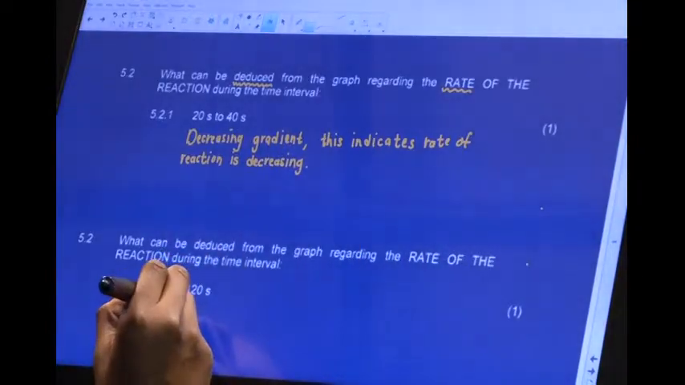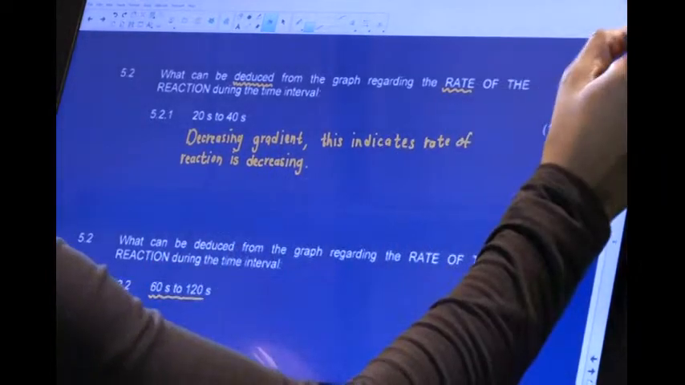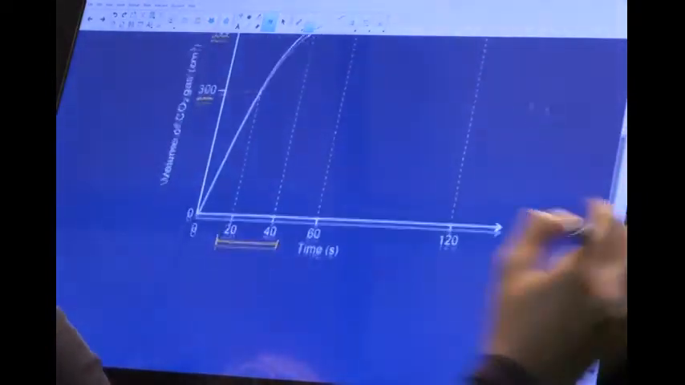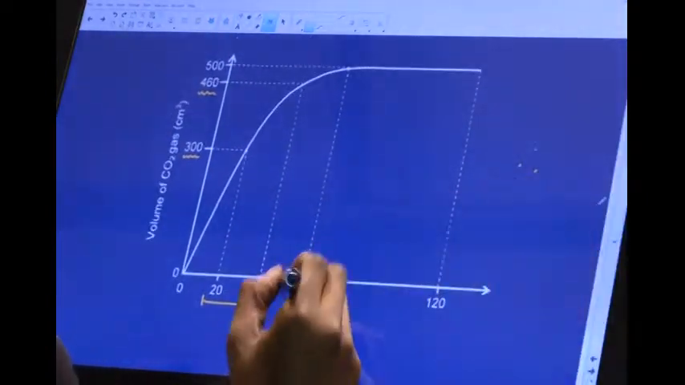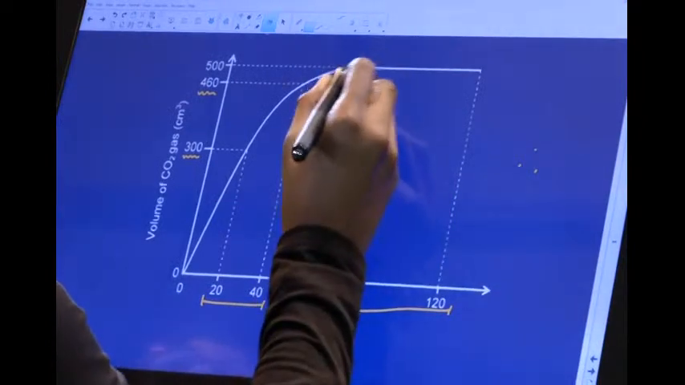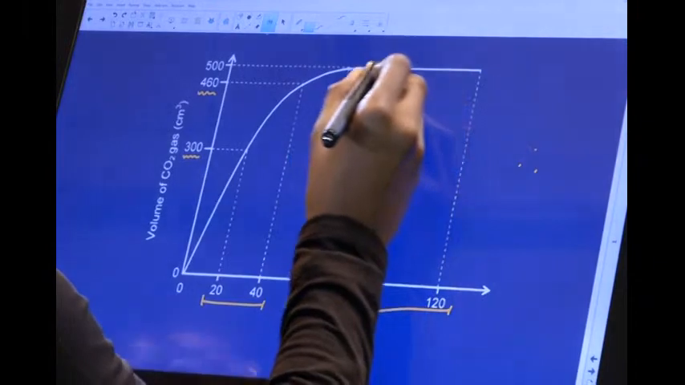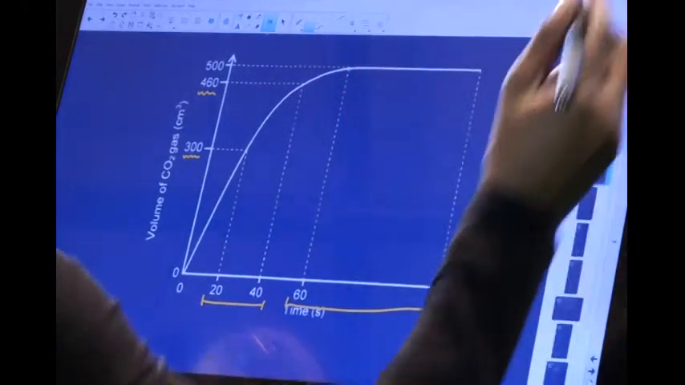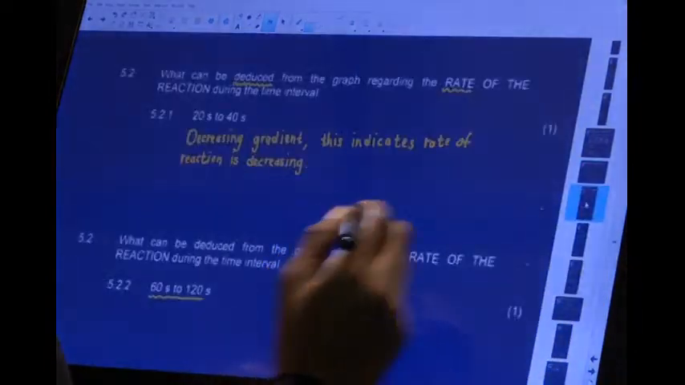And then the second one asks, what can be deduced from the graph again regarding the rate of the reaction between the times of 60 to 120 seconds? So let's go back. Between 60 and 120 seconds, I see that it's actually flat. So the gradient is 0. It's not steep. So the gradient is 0, which indicates that the rate of reaction is also 0.